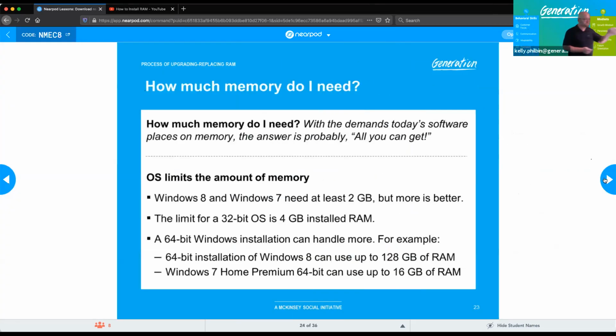All right, we just talked about this right now. The limit for a 32-bit operating system is 4 gigs of installed RAM. Anything above and beyond, they don't care. It will not happen. For Windows 7 and 8, you need at least 2, but more is better when you're talking about 64-bit Windows. I think they allow up to 128 gigabytes of RAM for Windows 8, 7 allows for 16. And then 10, I think, allows for over a terabyte. It's pretty high.